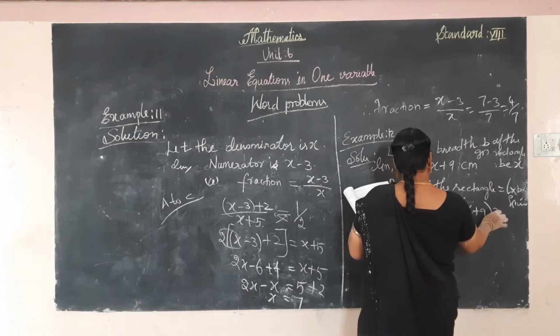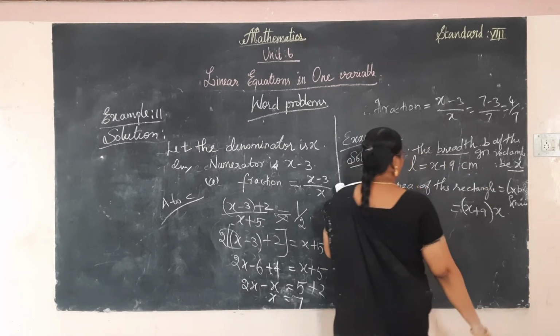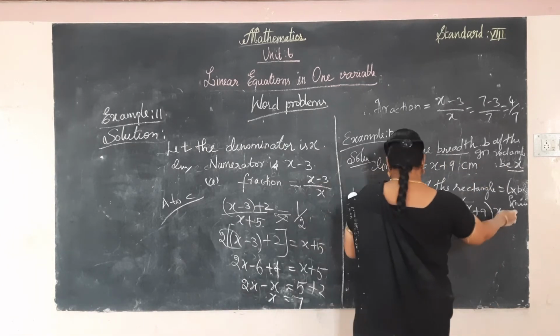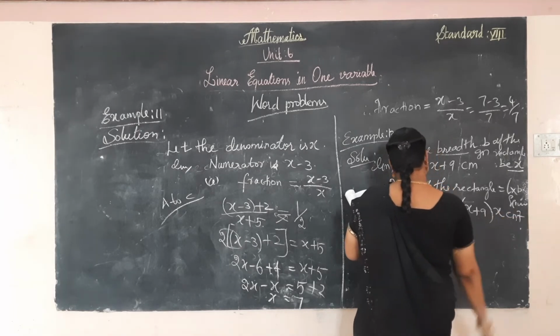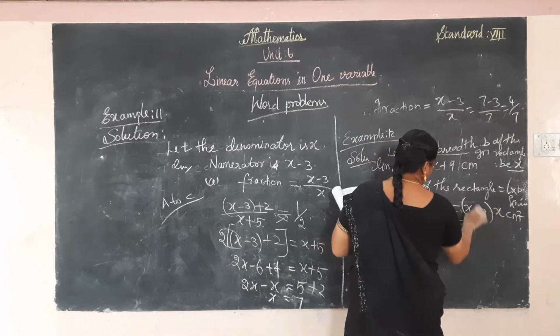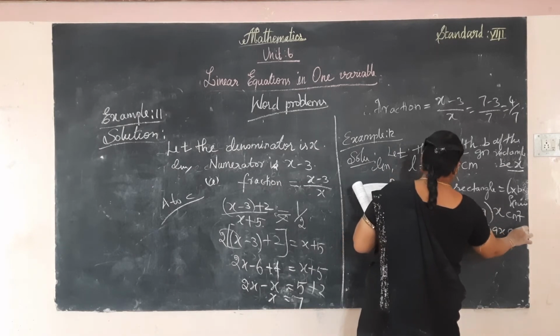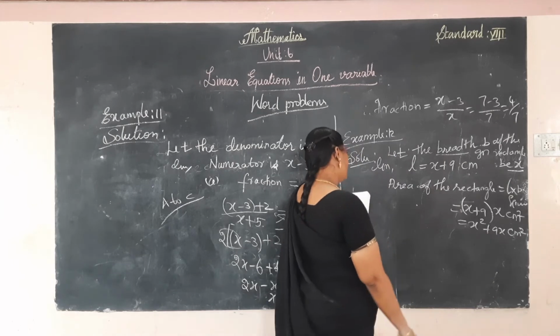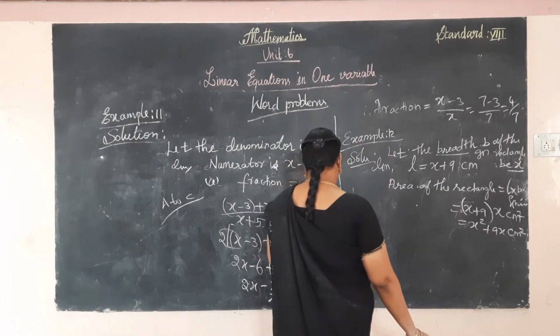The breadth value is x. Which unit is given? Centimeter, so centimeter square. Now multiply x into x squared plus 9x. So the area of the rectangle is equal to x squared plus 9x centimeter square.